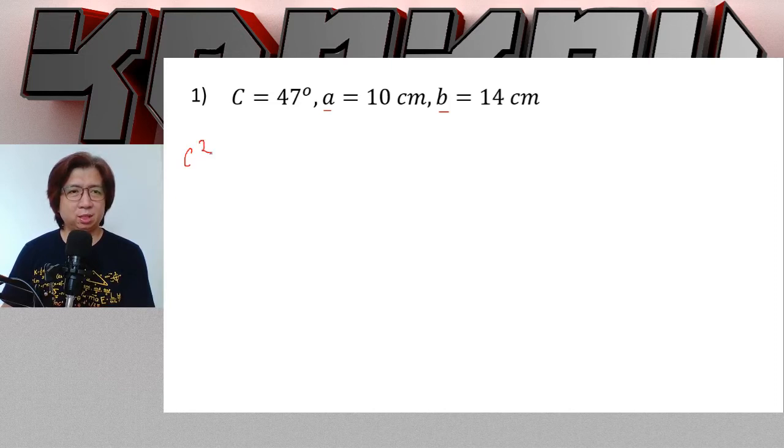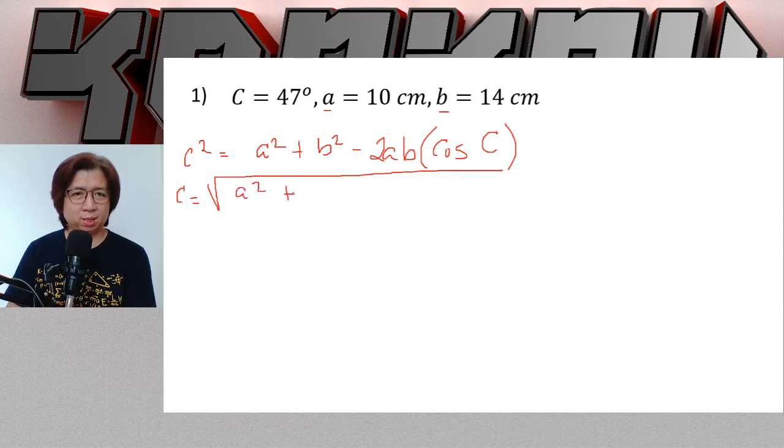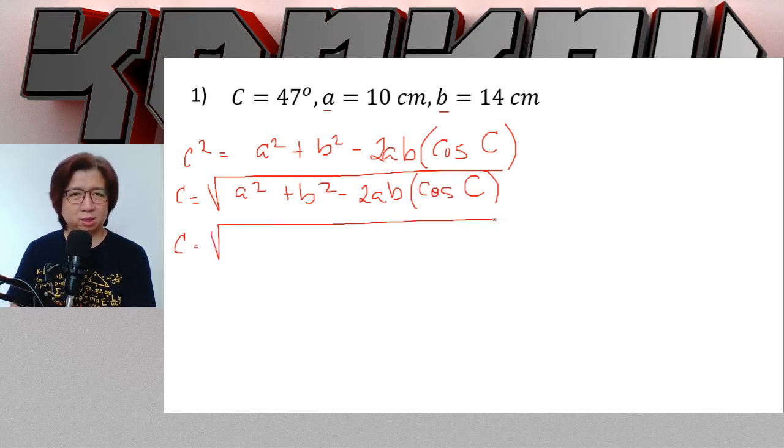Okay, so we have c squared equals, let me help you to remember, a squared plus b squared minus 2 times sides a and b, and since we are finding side c, we will use cosine angle C. Easy to remember, right? So c is the square root of a squared plus b squared minus 2ab times cosine C. Let us substitute the values.